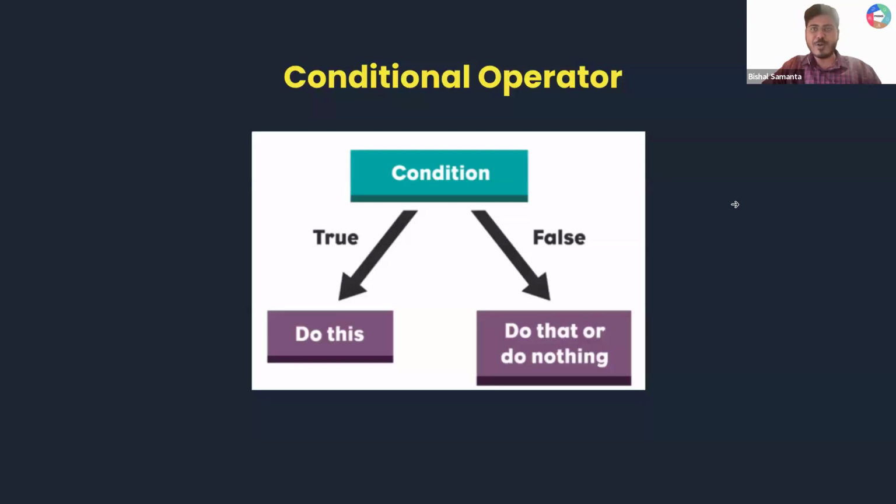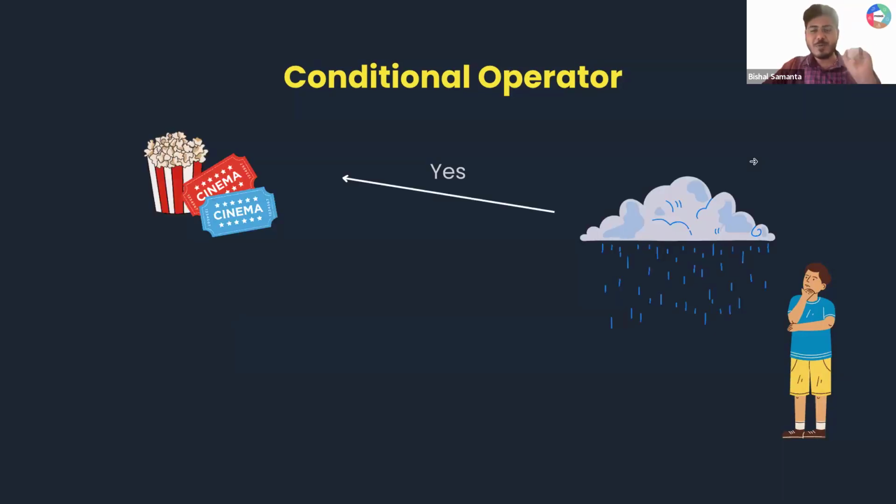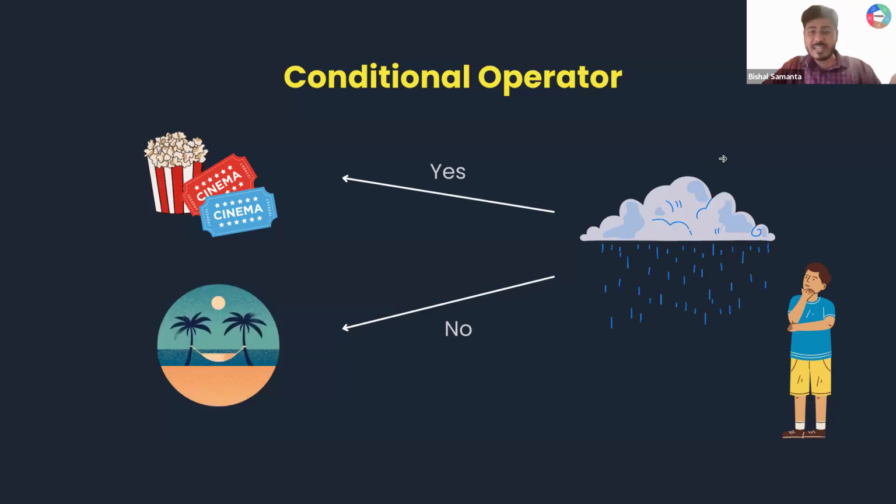Exactly. Okay, let's take one example. Let's say this is you, and now you are planning: if it is raining outside, then I'll be watching a movie. But if it is not raining outside, then I'll go to the beach, right? So you are thinking based on a condition. Now in this example, what is my condition? Can you all type?